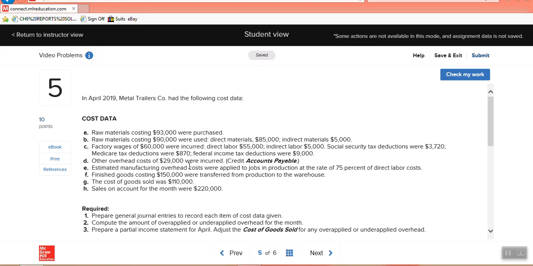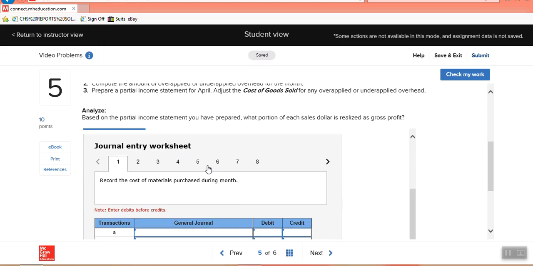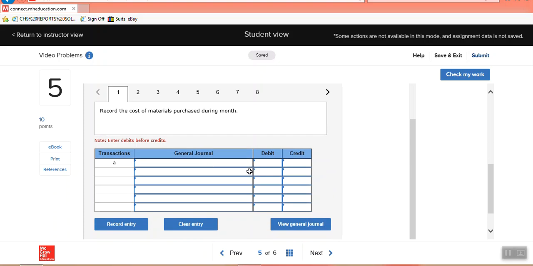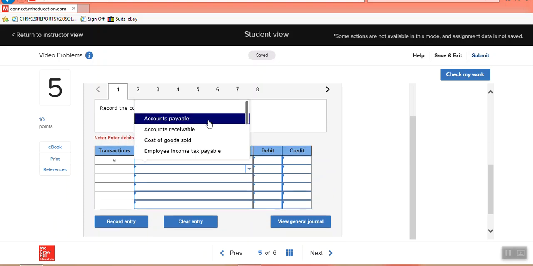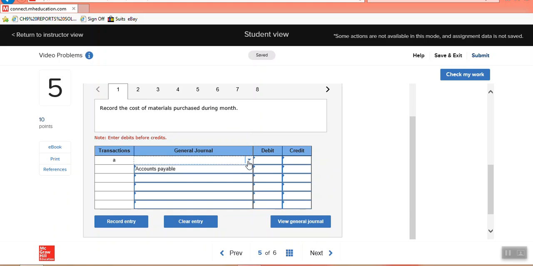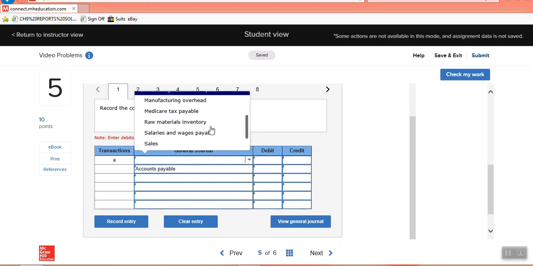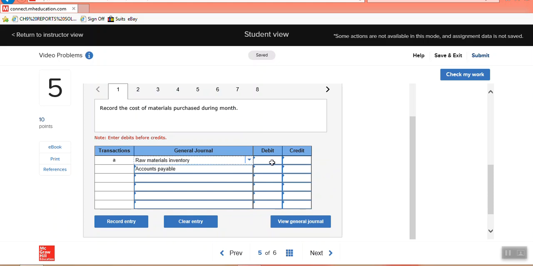So we're going to start with A. We're going to record our raw materials that were purchased, and we're to assume they were purchased on account. So that's an accounts payable and raw materials inventory. And it said it was $93,000.